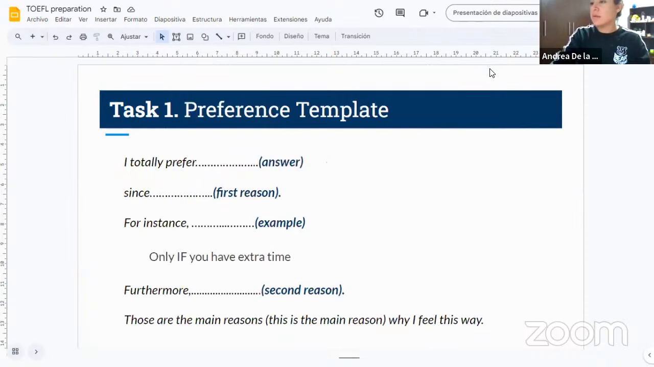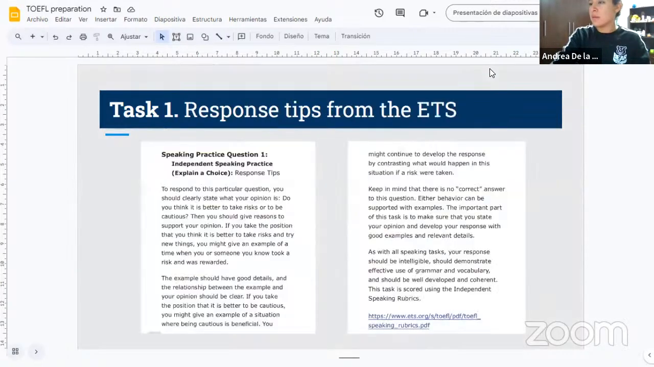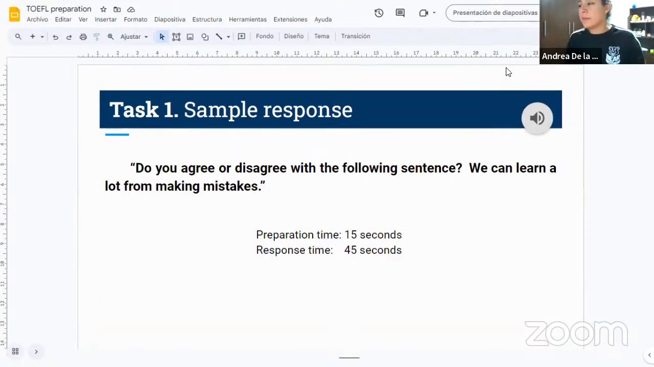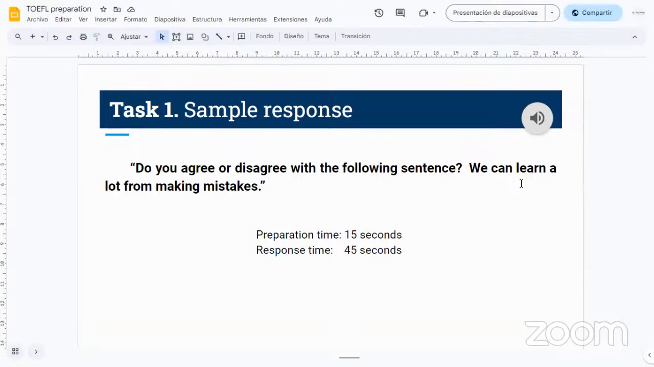Let's listen to another sample response. Okay. This one here, please. Maybe Jimena, could you read the question? Yes. Do you agree or disagree with the following sentence? We can learn a lot from making mistakes.